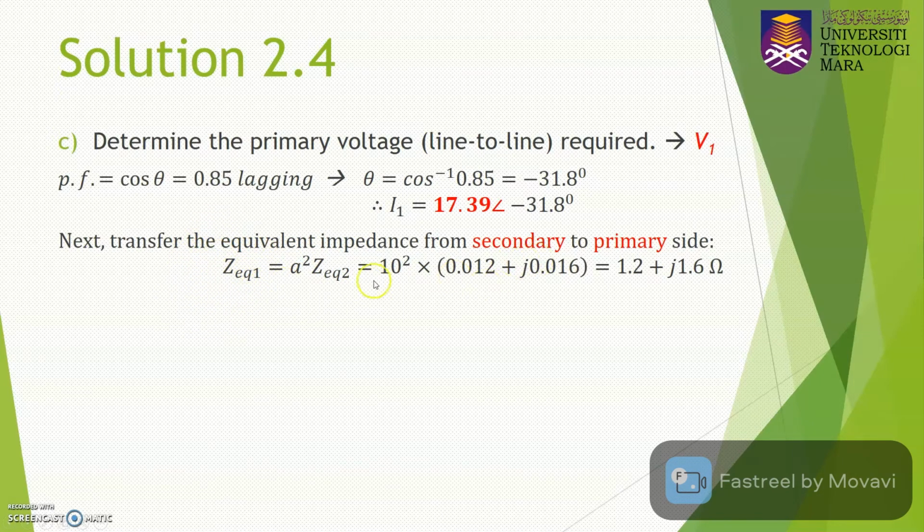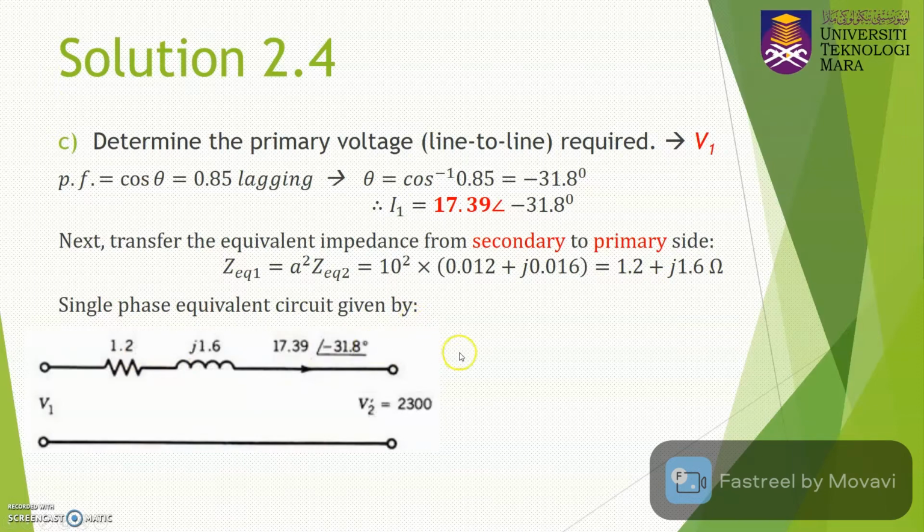In this case, A squared is 10 squared, which is 100, so 100 multiplied with the equivalent impedance referred to the secondary side. So you get the value of equivalent impedance referred to the primary side. And then the single phase equivalent circuit will be given by this. This is your V1 because you refer to the primary side.